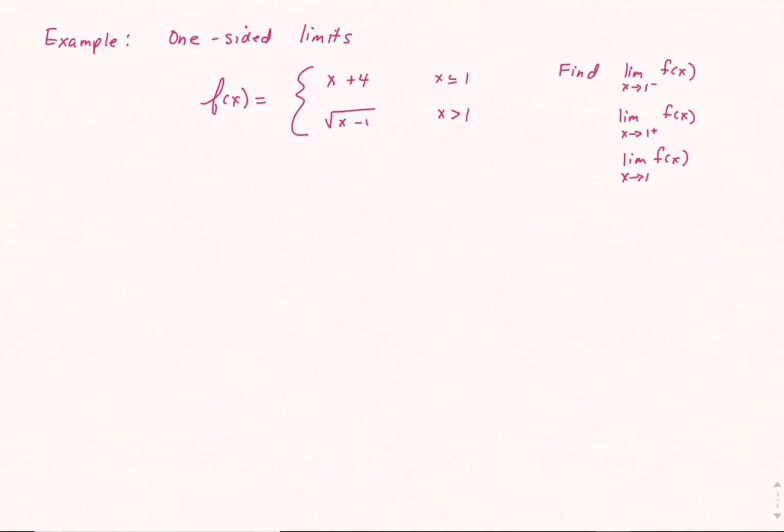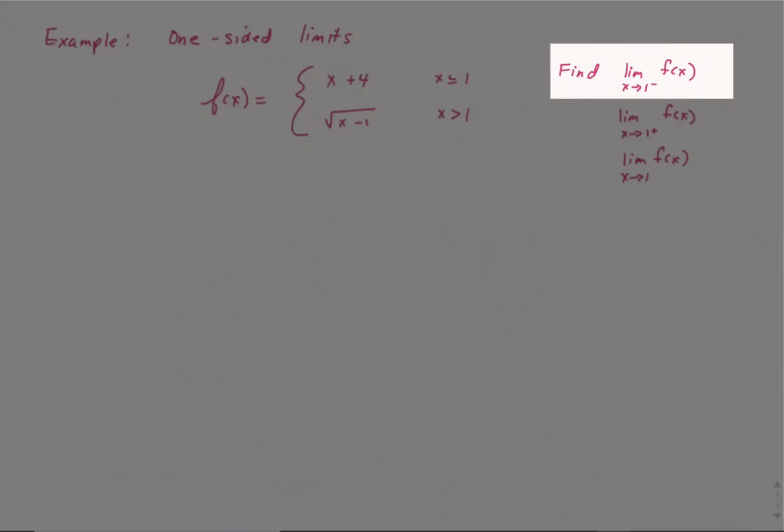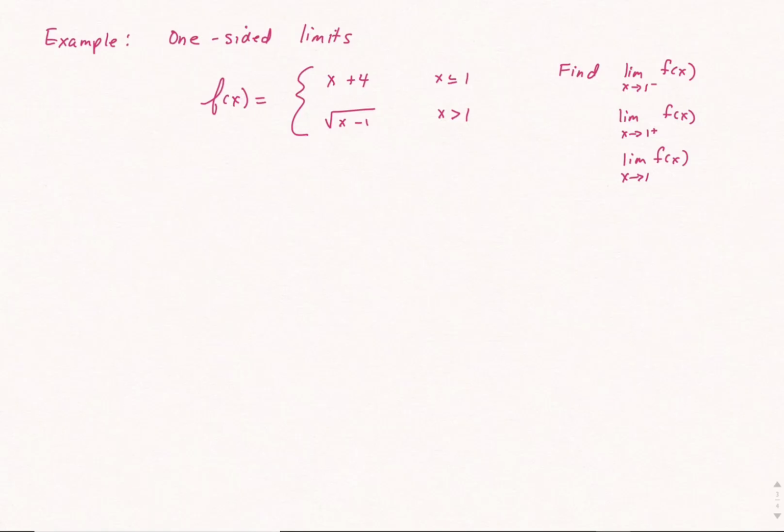So here's our example. So let's start with number 1. That is finding the limit of f of x as x approaches 1 from the left-hand side. That's going to be this first part here, the x plus 4. By limits of linear functions, this is going to simply be equal to 5.